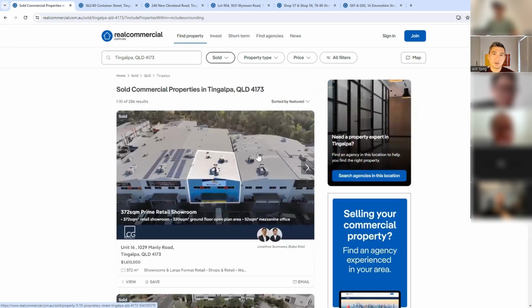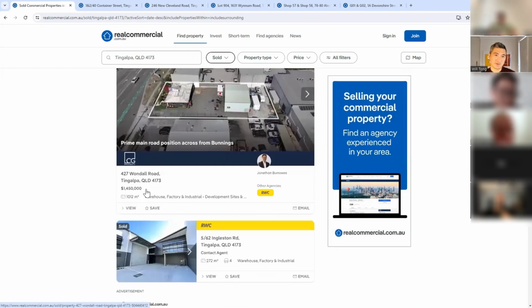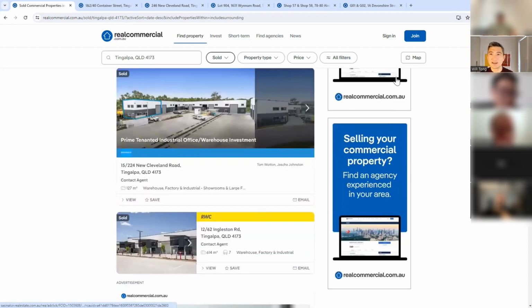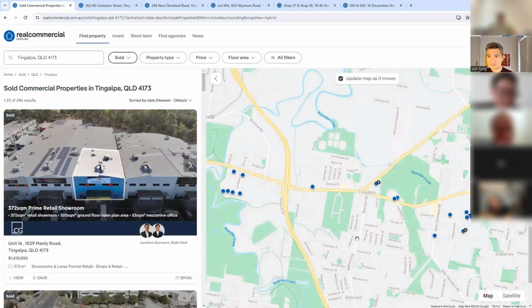So the next best thing for you to do is just jump on here, look at things that are sold, sort it by newest. That's really important. And then just look it up. This one's got the price published, great. This one's got a price published, great. This one doesn't, so you might need to hop onto RP Data to find it. And then the other thing is look at it from a map view, so you can encompass things that are surrounding it as well. And then you just put it all into your spreadsheet.